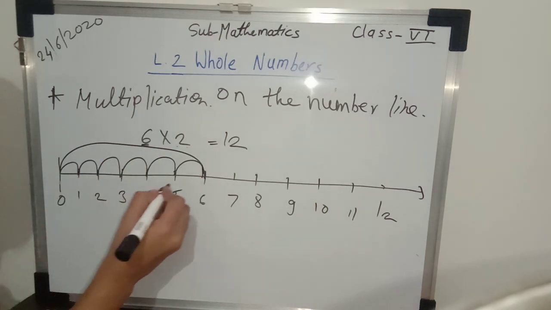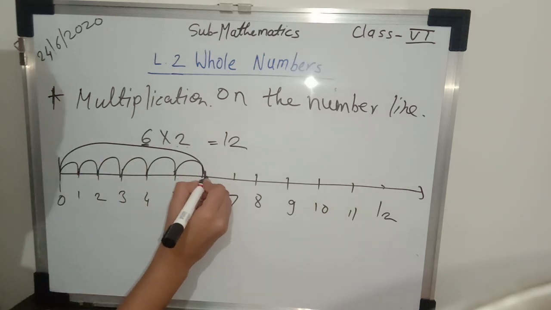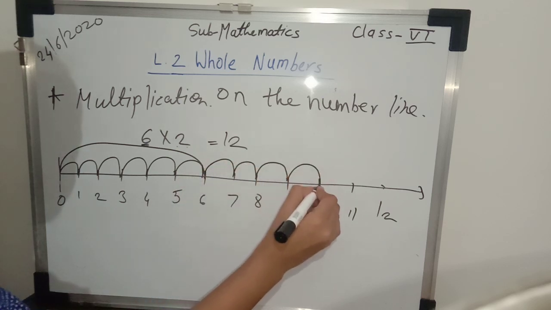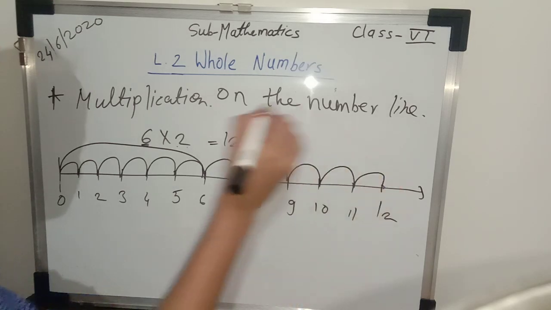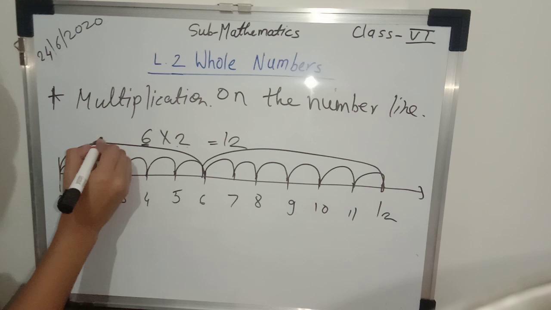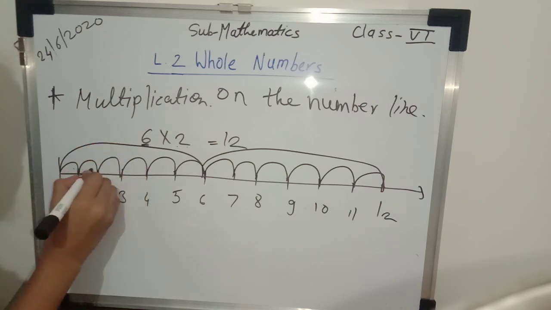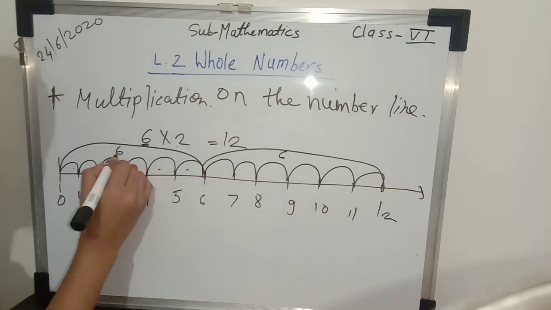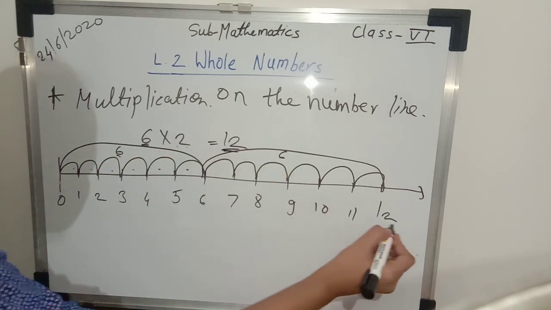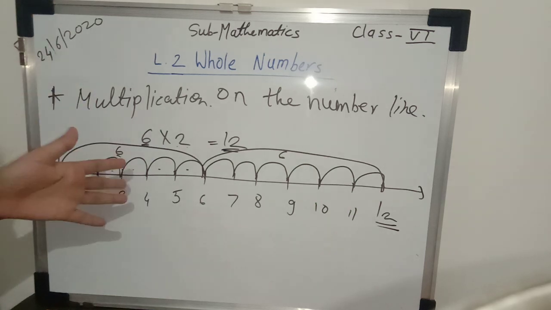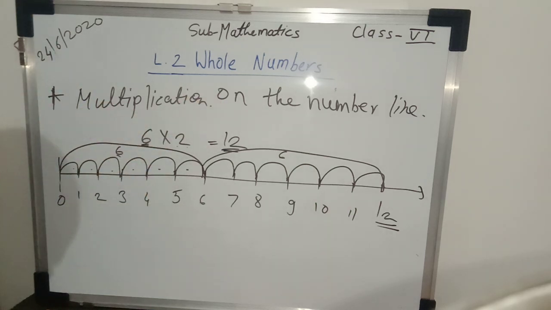From the 6 again we have to move 6 steps ahead. 1 2 3 4 5 and this is 6, so this is our second set of the jump. So 6, 2 times, and our answer is 12. In this way you can show the multiplication of whole numbers on the number line.